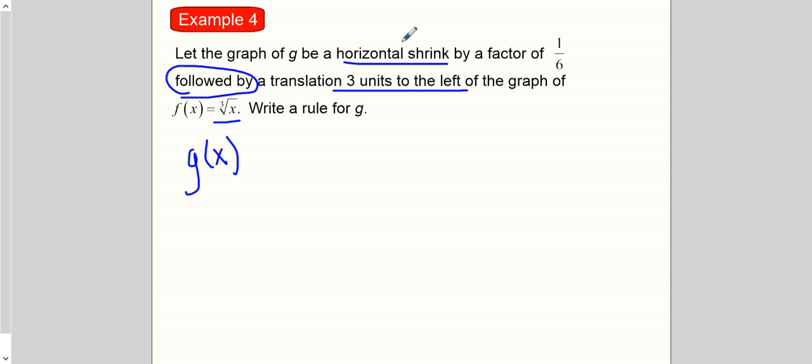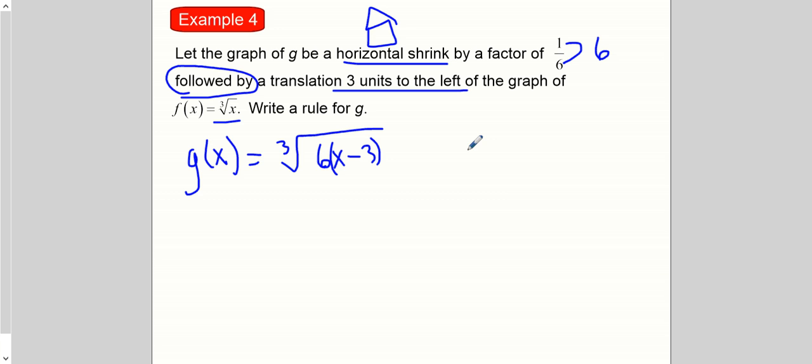Horizontal shrink. Horizontal's in the house. Inside. In this case, that's going to be inside the radical, and we have to do the reciprocal. So the reciprocal of 1/6 is 6. We've completed that, followed by a translation 3 units to the left. Now, when we go to left or right, it has to go just to the x number. x minus 3. Subtract 3 from just x. And there's our function.